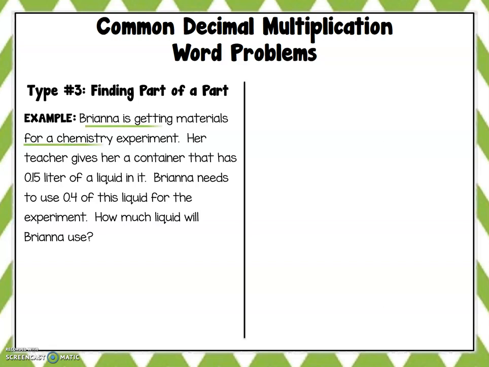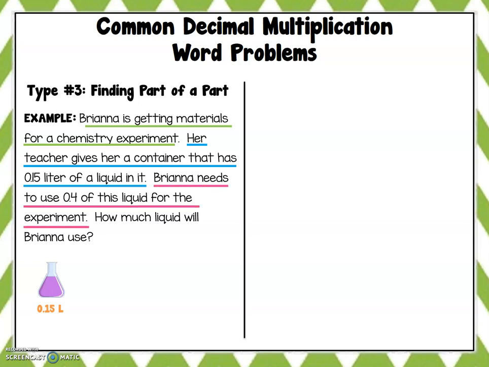So if I go line by line, Brianna's getting materials for a chemistry experiment. That just helped me get that mental movie. The second sentence says, her teacher gives her a container that has 0 and 15 hundredths liter of a liquid in it. That means that I can picture a container with 0 and 15 hundredths of a liter in it. Then the third sentence says, Brianna needs to use 0 and 4/10 of this liquid for the experiment. Hopefully you noticed that we had a number right next to the word of again. That, remember, means to multiply.